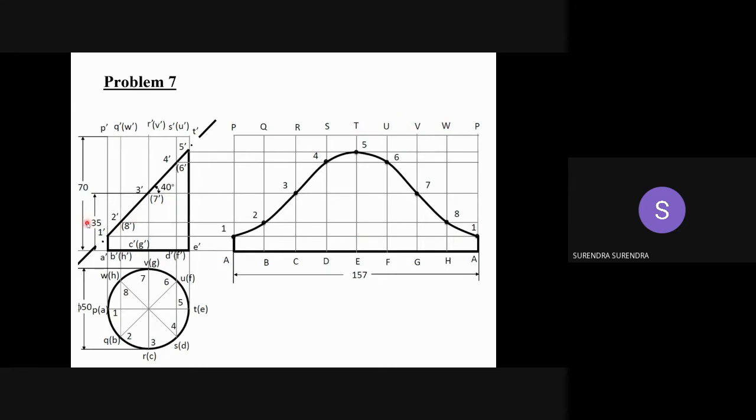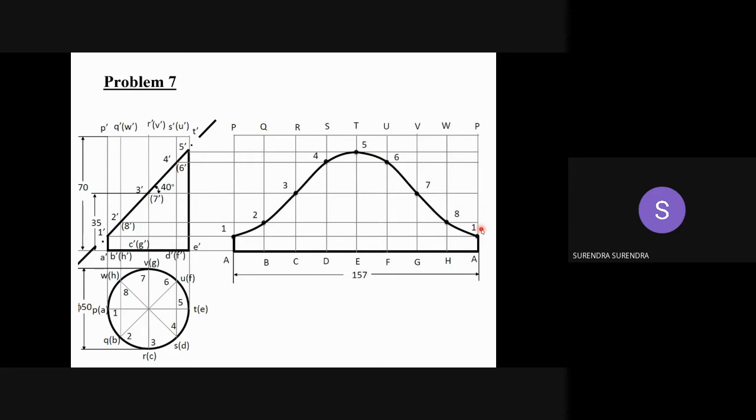Now, project the points. Point 1 dash is on the edge AP, so project this line 1 up to the edge AP. 2 dash is on QB, so represent point 2 on QB. 3 is on CR, so represent point 3 on CR. Similarly, mark all the other points continuously. You will get point 1 two times, as it is on the starting edge AP. Now join all these with a smooth curve.